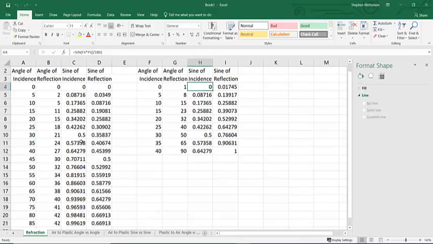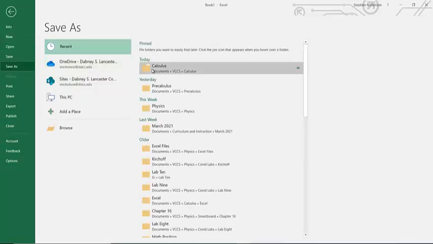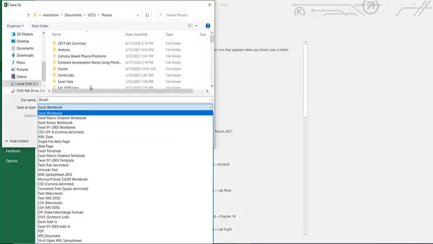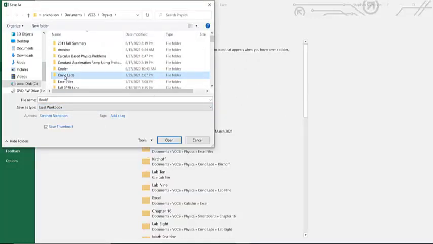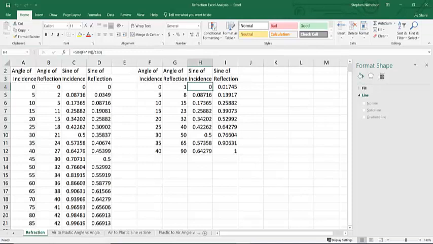Now the question is, do I want to create a new spreadsheet for the other data? I think the answer is yes. So we're going to save this. This is lab 11. You're going to have to upload 2 Excel files here. So this one we'll call refraction Excel analysis. Okay, so that's the Excel for the angle of refraction.